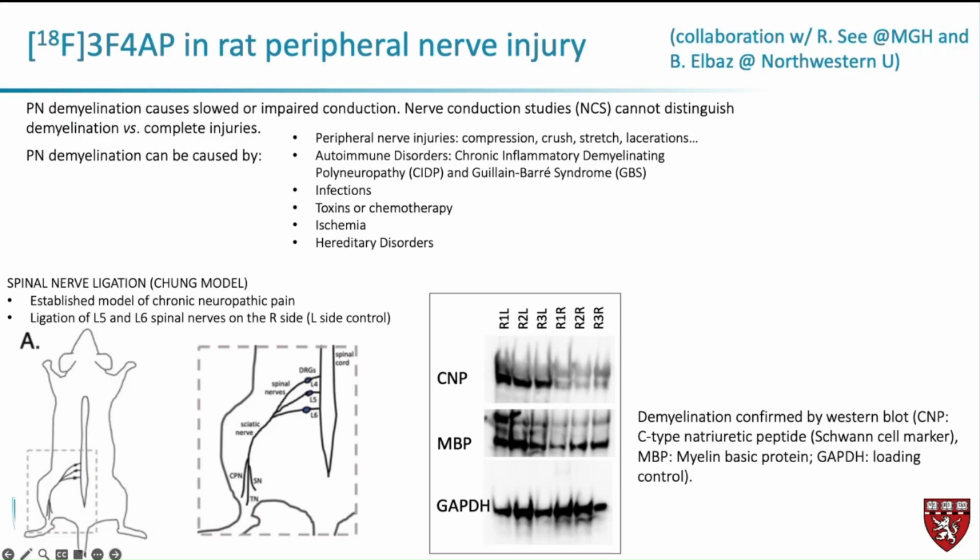So we purchase animals with a spinal nerve ligation. This is a commercially available model from Charles River. They do a tight ligature on the L5 and L6 branches of the sciatic nerve. The first thing that we did was confirm that there was demyelination by Western blot. You can see that on the non-ligated side, on the left side, MBP, myelin basic protein, shows high signal on Western blot, and low signal on the injured side.